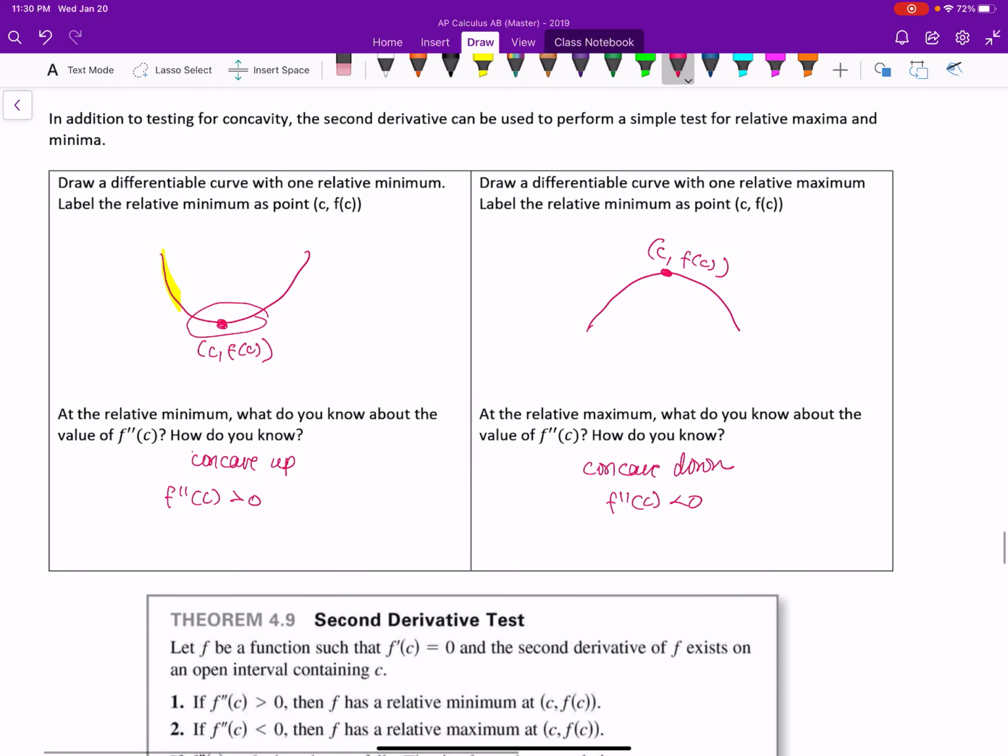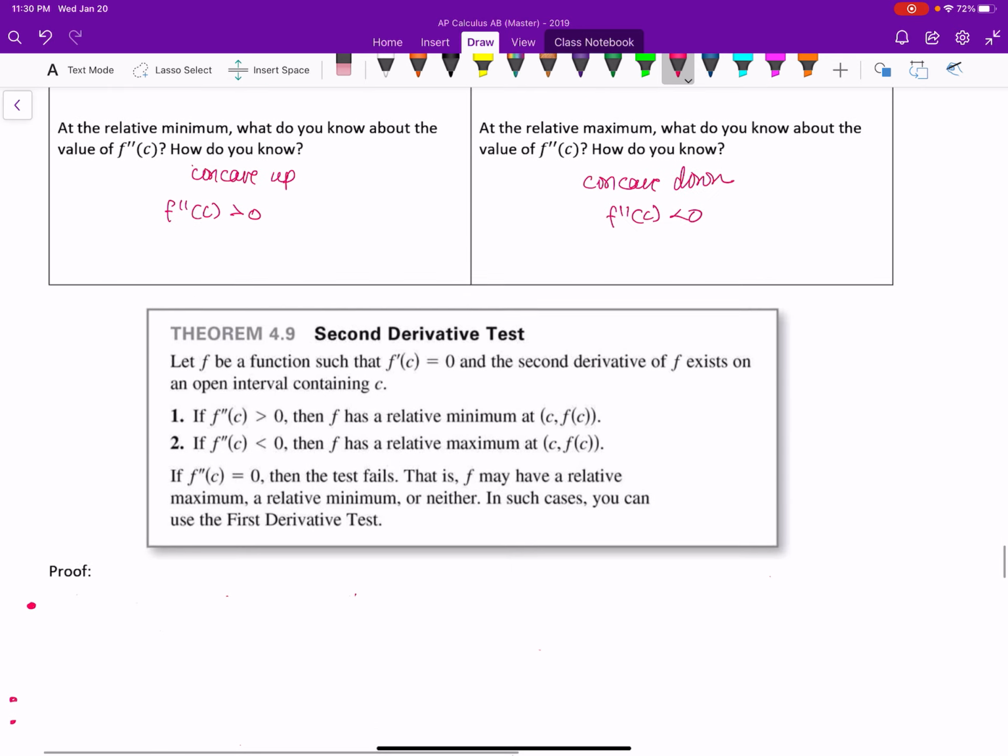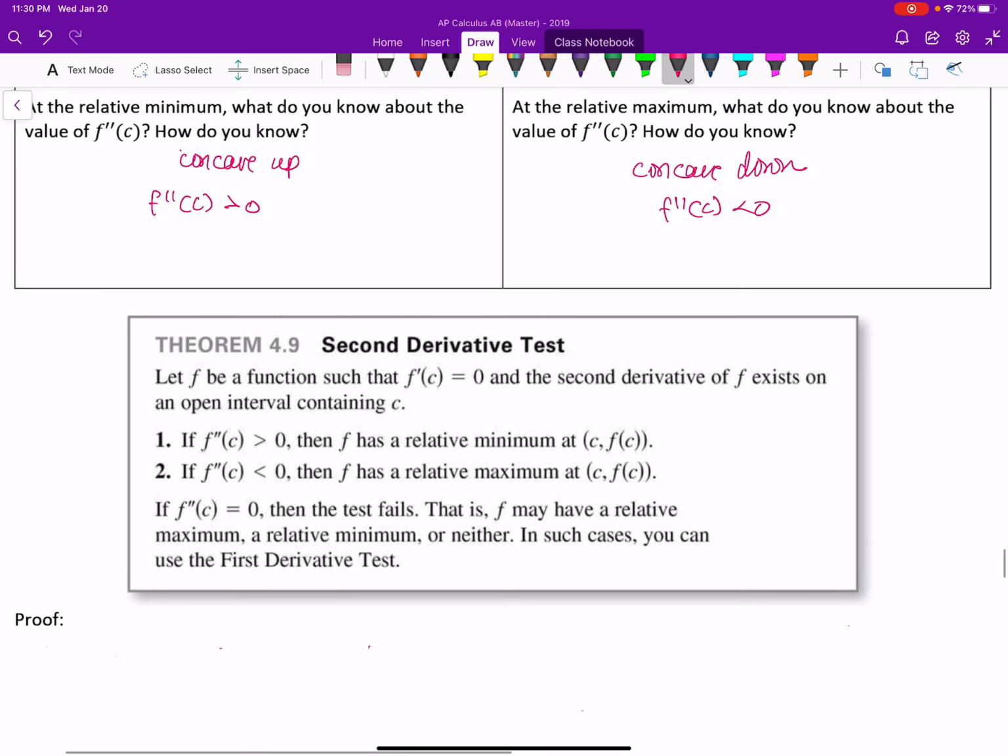Well, that's basically what the second derivative test tells us. It says, let f be a function such that f prime of c is equal to 0, and the second derivative of f exists on an open interval. That means if f double prime of c is greater than 0, you have a relative minimum. And if it's less than 0, so that means it's concave down, it must have been a relative maximum. If the second derivative is 0, then the test fails. That is, we have to check it in some other way.